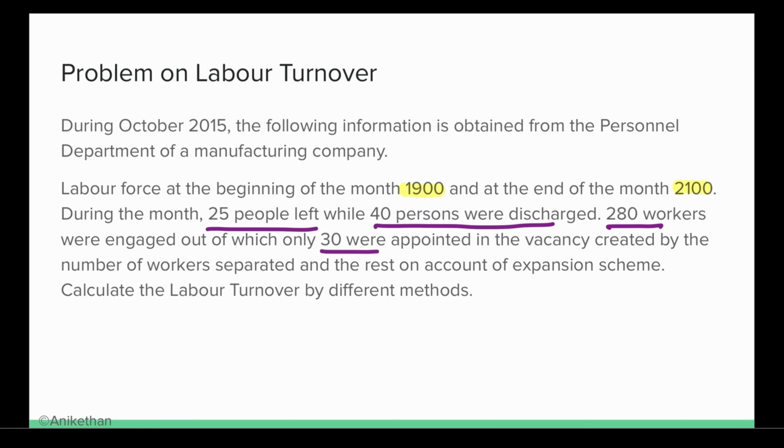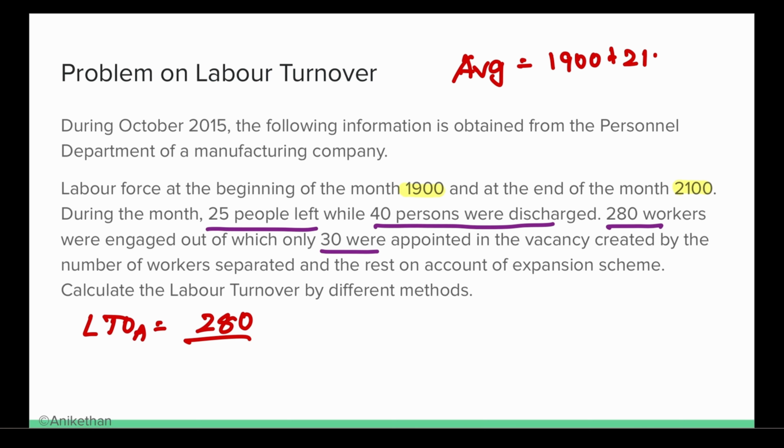Very easy. So let's start with the addition method. How many people were added? Totally 280 workers were added, divided by the average. Average is 1900 plus 2100 by 2, which is 2000. So 280 by 2000 will give you this. Next you have labor turnover by separation.